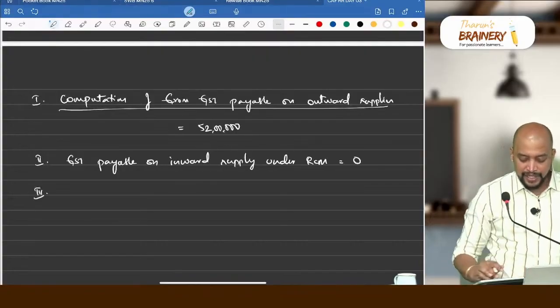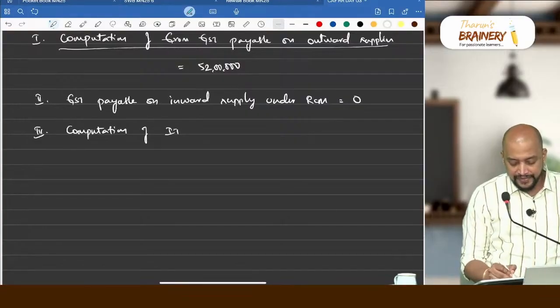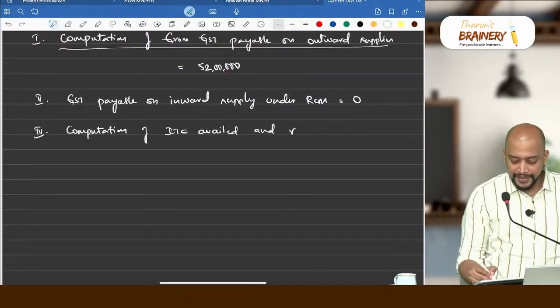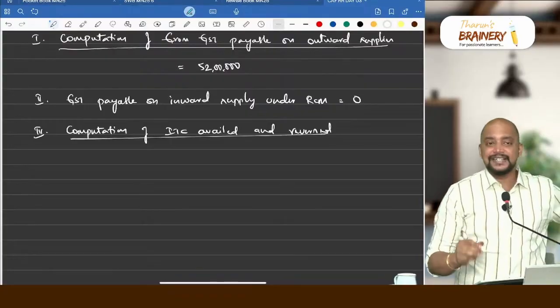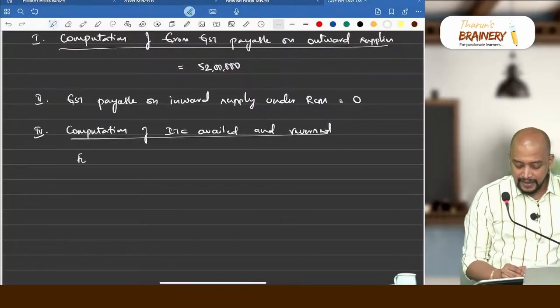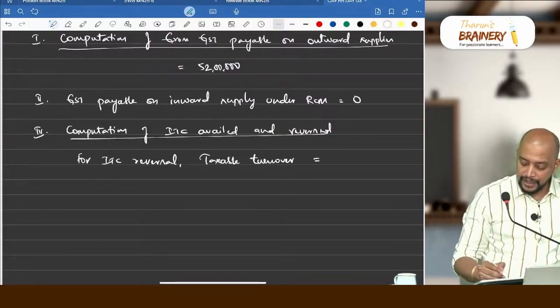Then third statement, computation of ITC availed and reversed. For this, first we need to know, for ITC reversal, what is the taxable turnover, exempted turnover and total turnover? Taxable turnover, you can already see in the working note.